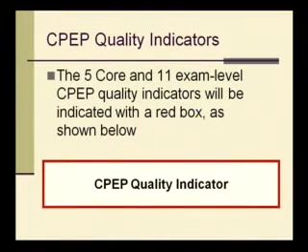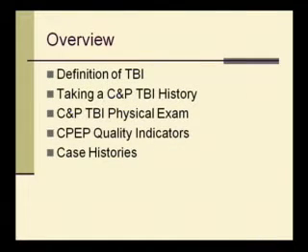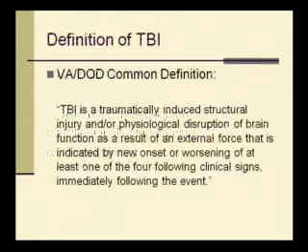We will discuss CPEP quality indicators to help examiners include all indicators in their exam reports to achieve a thorough exam that also meets the quality review goals. We will finish with a discussion of several case histories, including suggestions on how to assess whether or not a TBI is present. Before we begin the exam demonstration, we will review the definition of TBI for C&P purposes.